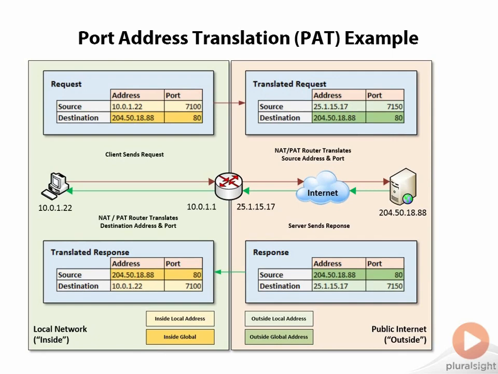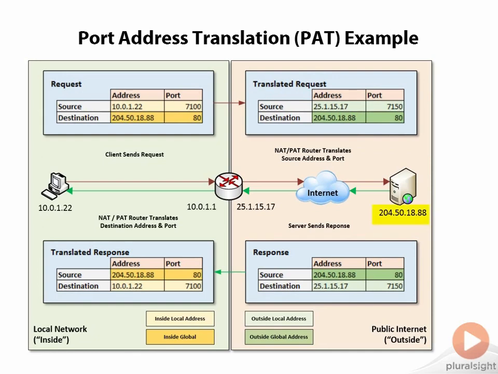It's going to go out, and as we see here, the source IP address is going to be 10.0.1.22. The port that is randomly assigned, that is going to pass through. The router is going to understand and say, all right, that inside local address needs to go to an outside local address, which is the 204.50.18.88. So in effect, what it does is it strips off the internal IP address and replaces it with its own external IP address.